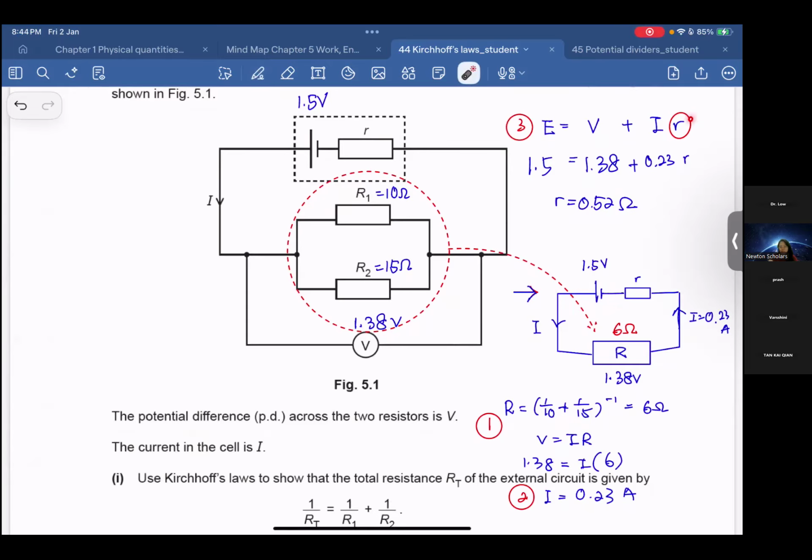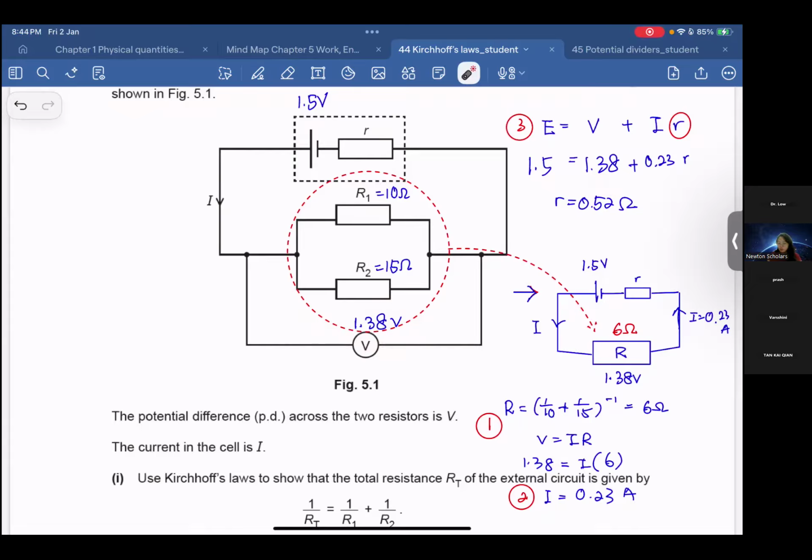From step 3, we know we need to find the internal resistance. So we find out the formula first. Then inside the formula, for every single physical quantity, we need to find the correct value. So E is the battery EMF, so 1.5. V is the voltage at the external circuit, which is this part. Okay, external circuit. So the voltmeter, they already told me 1.38. So this is my value for V.